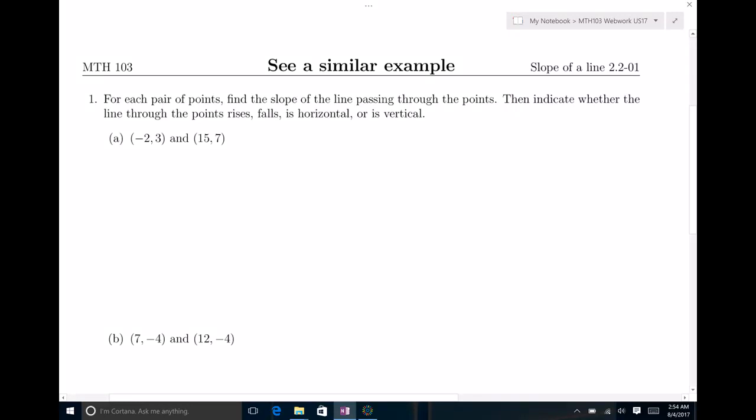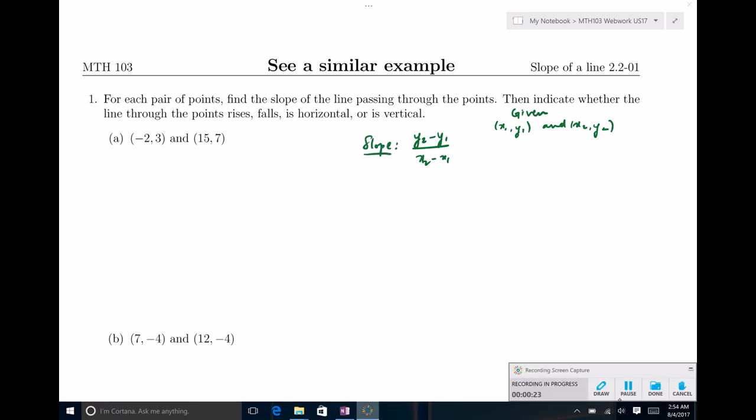Now, given 2 points, the slope of a line is given by the formula y2 minus y1 over x2 minus x1. That is, if the two given points are x1, y1 and x2, y2. So this is what's given, and then this is the slope. Okay, so in this case, these are our 2 points. So this is x1, this is y1, this is x2, and this is y2.